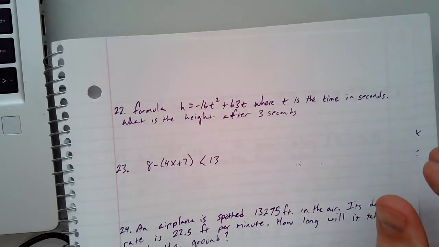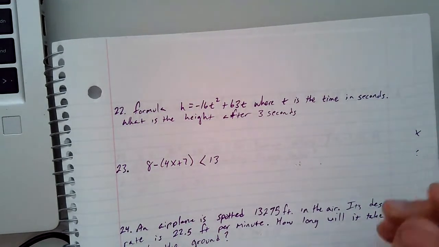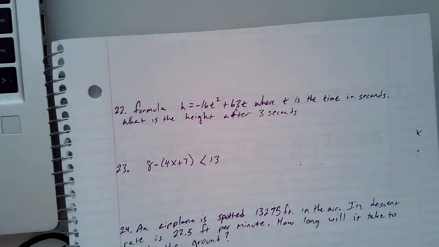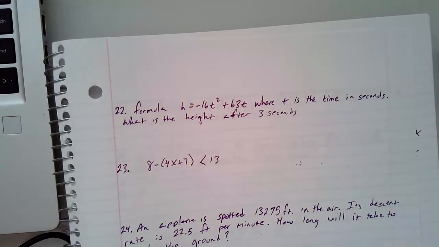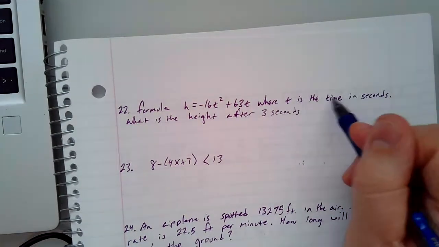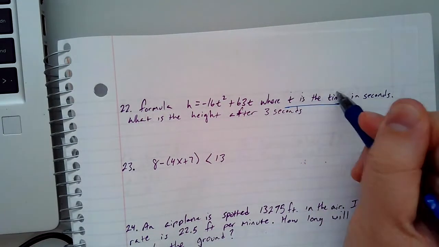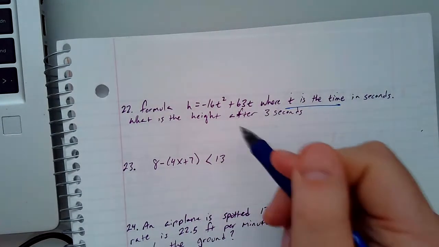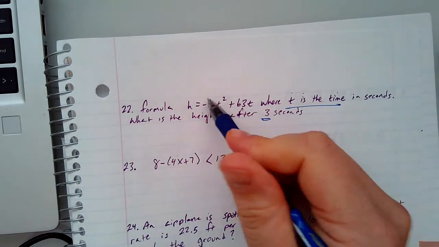There's a formula for height and time. It says where t is the time in seconds. What is the height after 3 seconds? So we know that t is time. We're going to say 3 for all of our t's.